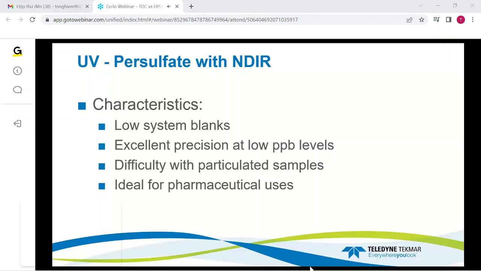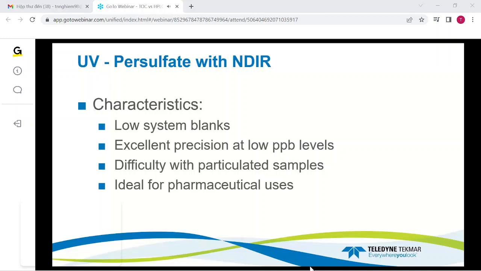We're not going to need anything that can contribute to a high elevated response. So that's why combustion is typically not the system of choice or the oxidation method of choice, because it does have a high contribution factor for system blanks. We need to find something that has excellent precision at low ppb levels.